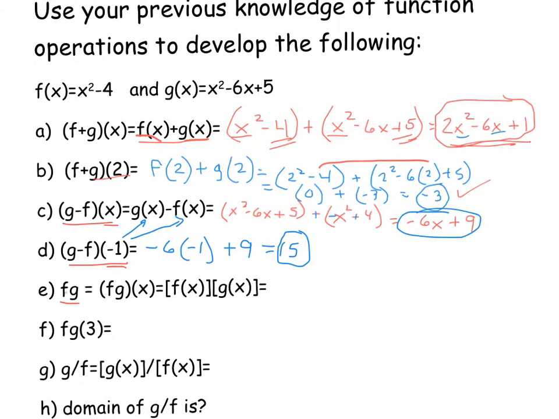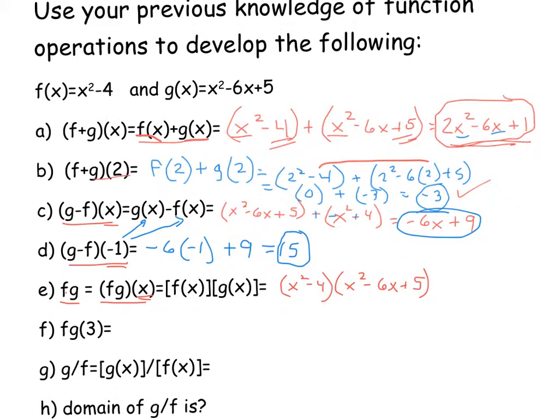I'm thinking f times g. So that can also be written as f times g of x. Notice this is not multiplication. That is like f of x. That's just the notation. I'm going to take f of x, which is x squared minus 4. I'm going to multiply that by g of x, which is x squared minus 6x plus 5.